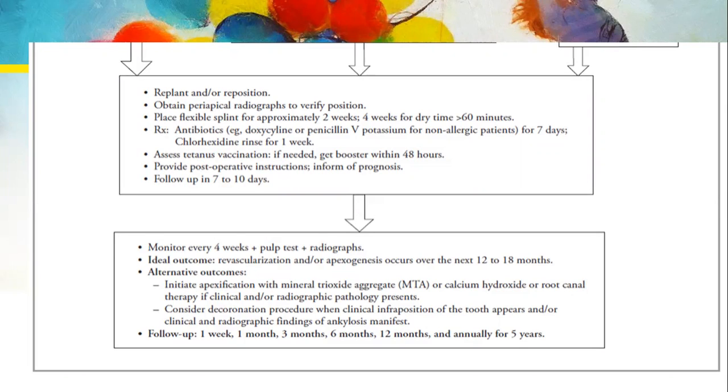Consider a decoronation procedure when there is clinical infraposition. Clinical infraposition indicates that the tooth is undergoing ankylosis. So in that condition, you have to do a procedure known as decoronation. Remove the crown part; that is what we call decoronation of the tooth. Infraposition of the tooth, which will appear clinically and radiographically, will indicate ankylosis. And the follow-up of all these conditions includes 1 week, 1 month, 3 months, 6 months, 12 months, and annually for 5 years. Only after that can you stop recalling the patient.